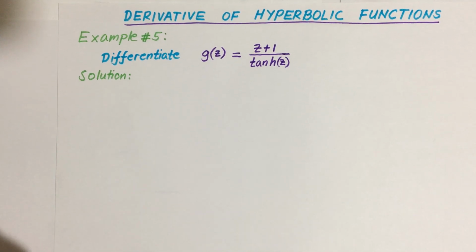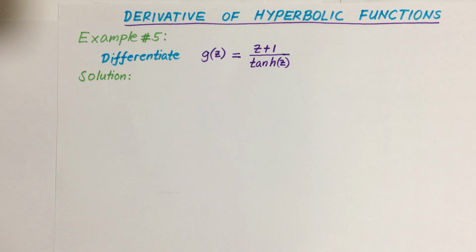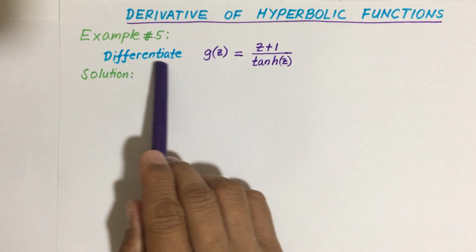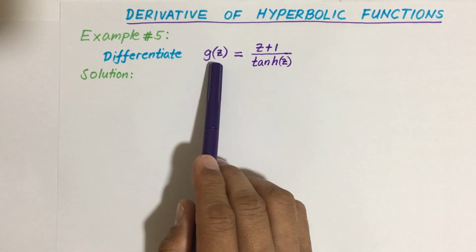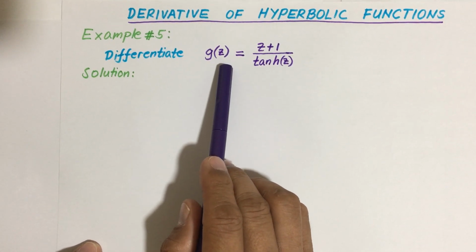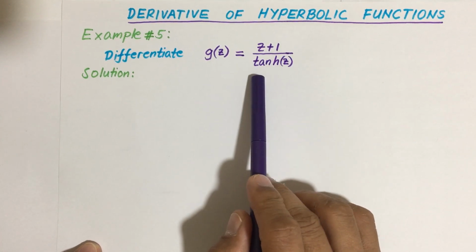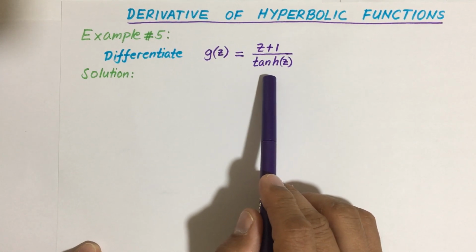Hello class, this is our last example for our derivative of hyperbolic functions. So this is our example number 5, our last example for this topic. We're given here: differentiate a function of z, g sub z equal to z plus 1 divided by hyperbolic tangent of z.